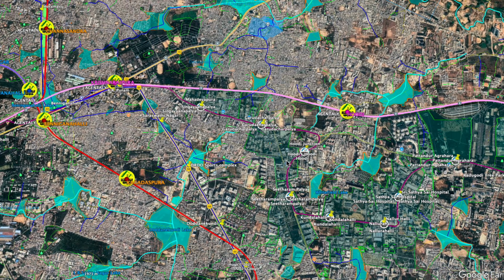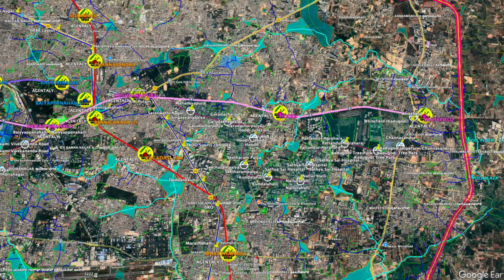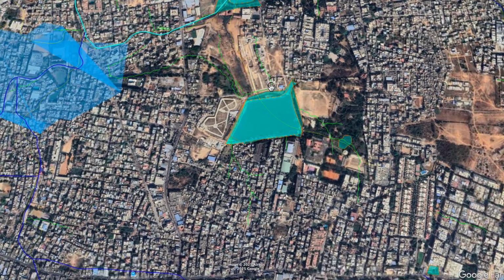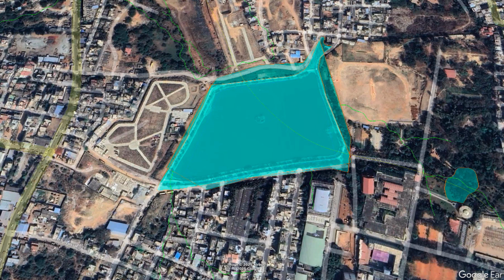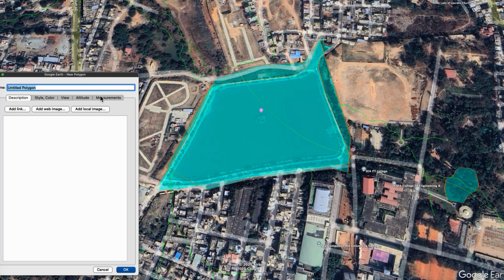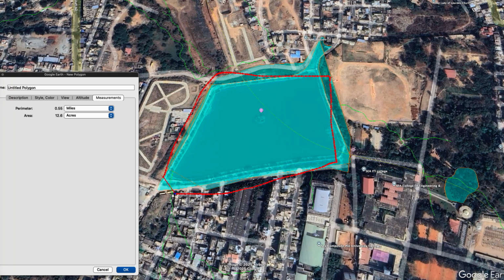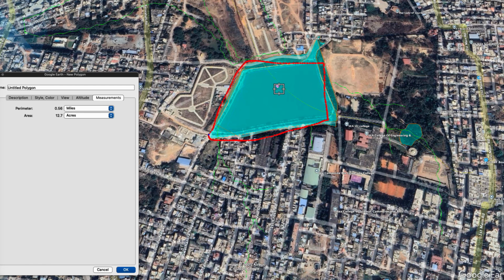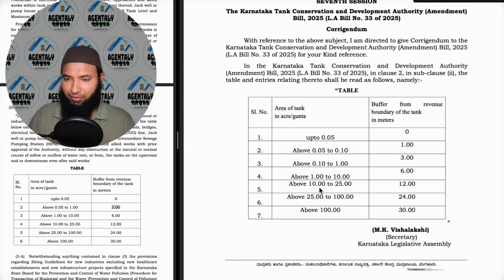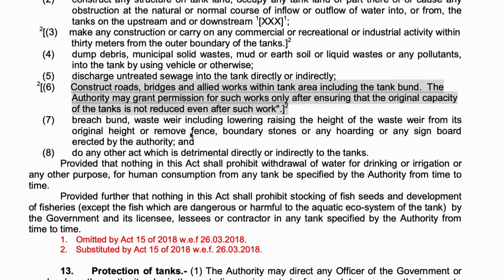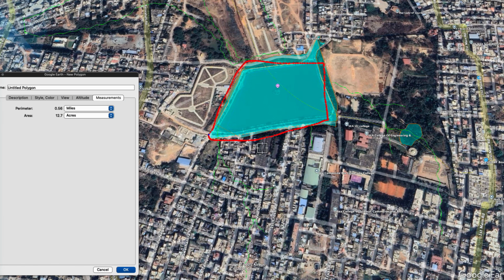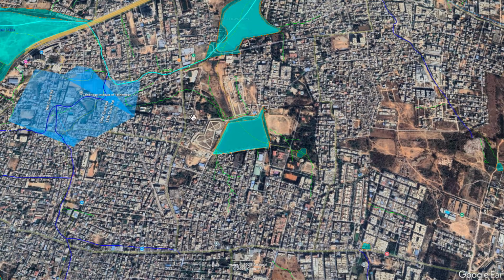Now let me zoom in on which area this is. Mahadevpura. Mahadevpura is quite famous now. Let us see an example of a tank. Let me see what is the area of this. I'll show you the acres, just for reference, to understand the size. This is 12 acres. For a 12 acre lake, how much is the buffer? You can read here. 10 acres to 25 acres is a 12 meter buffer. So for this lake, only a 12 meter buffer is required. Okay, let us go to another option.